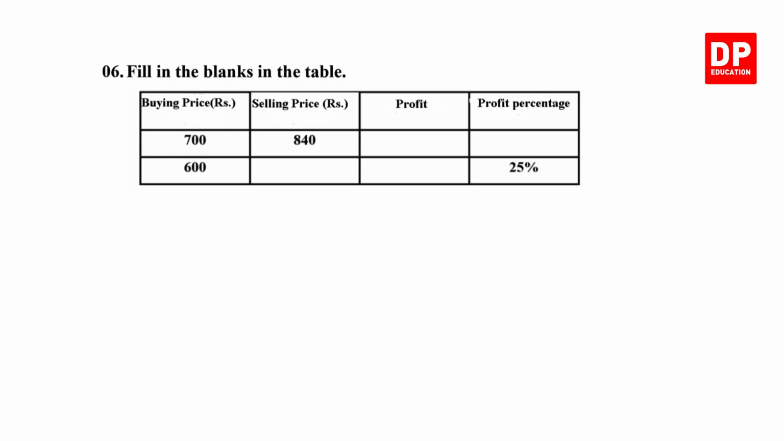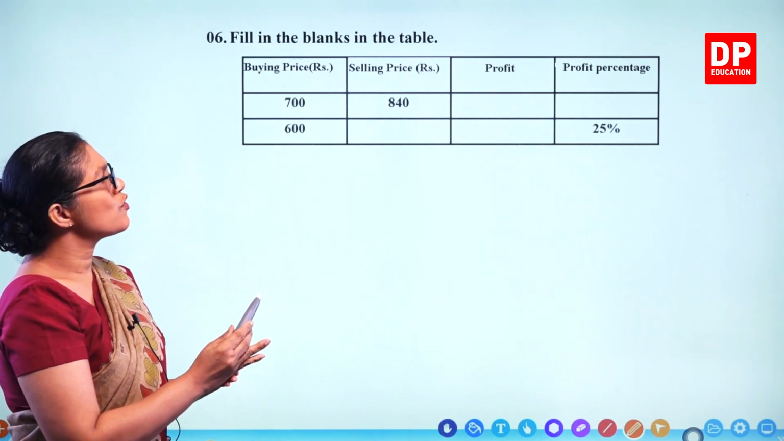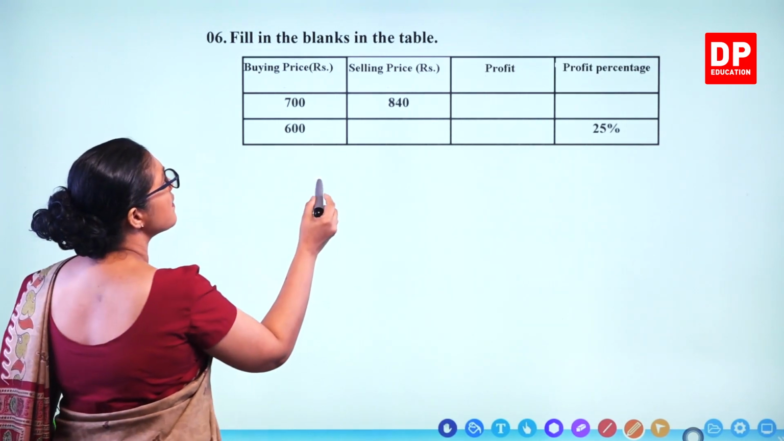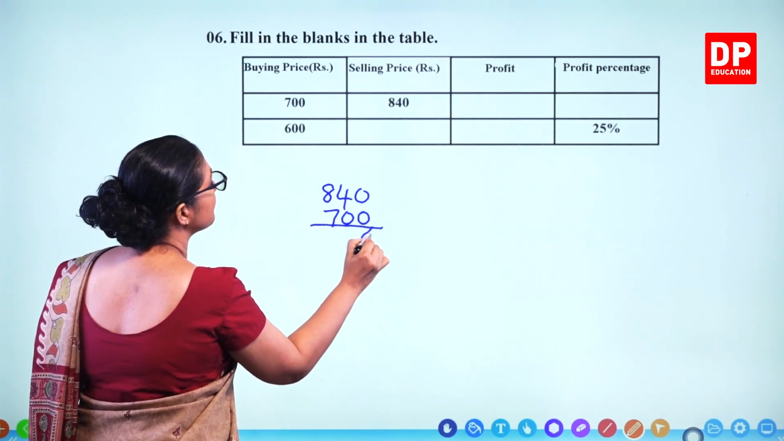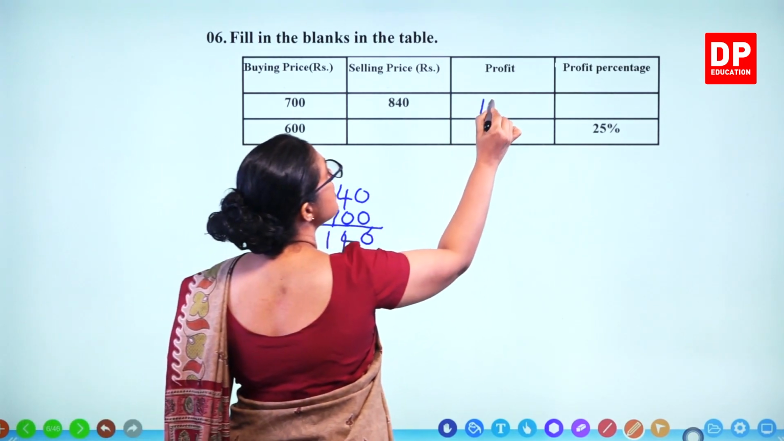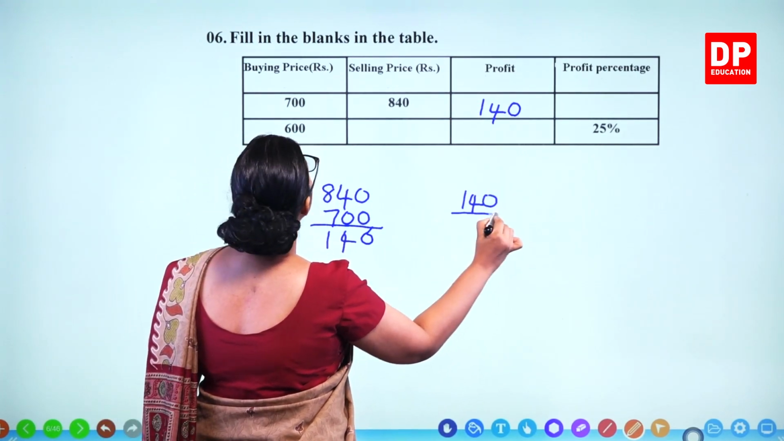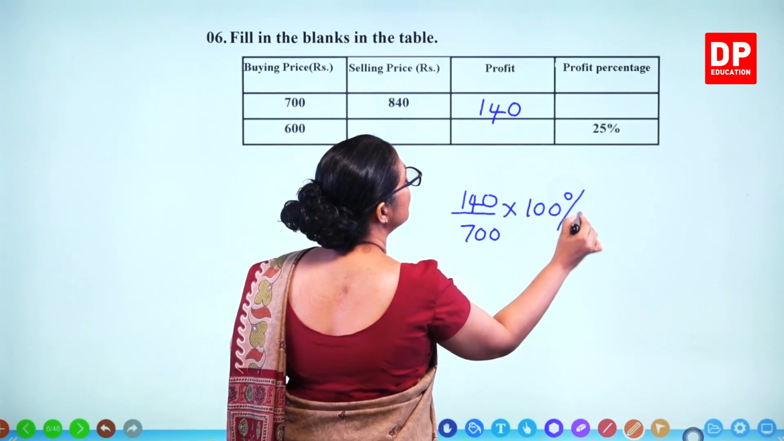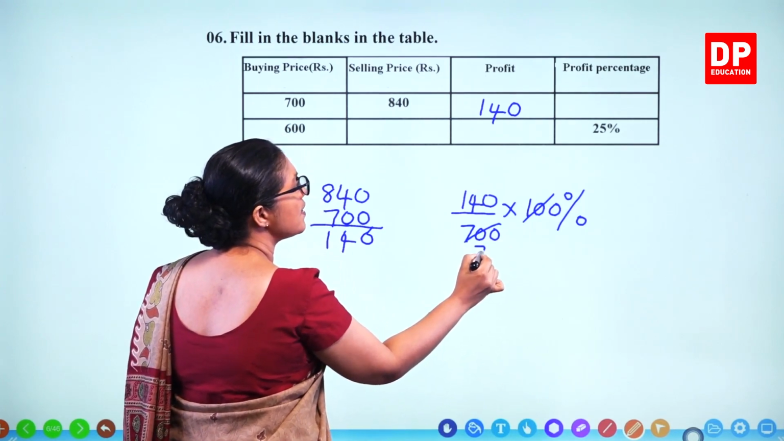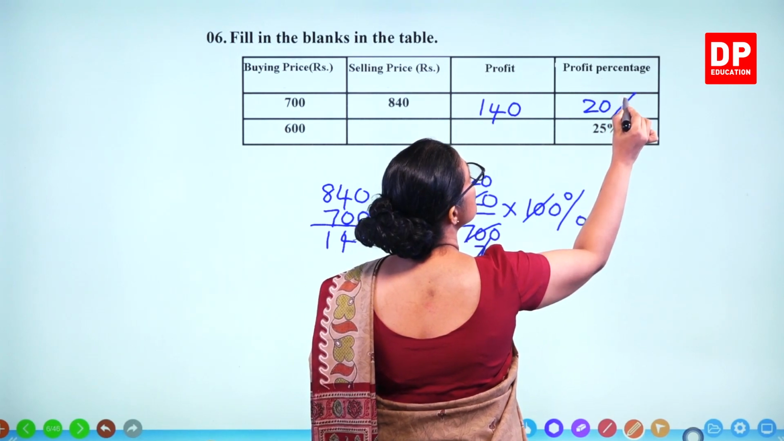Question number 6. Fill in the blanks in the table. So profit you need to find out. Buying price is there, selling price. So how do you find the profit? Take the difference. 840 minus 700. 140 is the profit. So what is the profit percentage? 140 divided by the buying price times 100. So 100 times 7, 7 times this, 20% is the percentage.